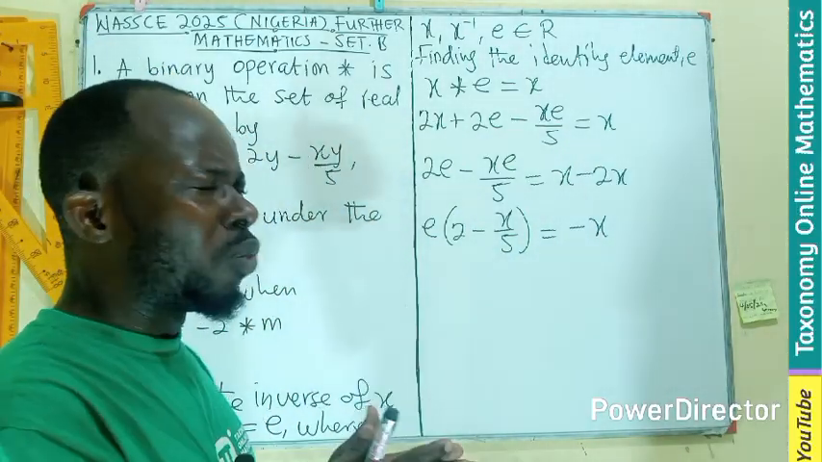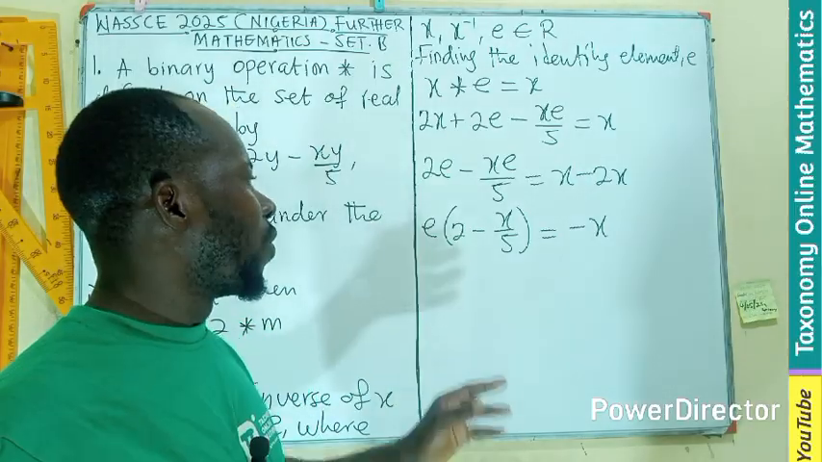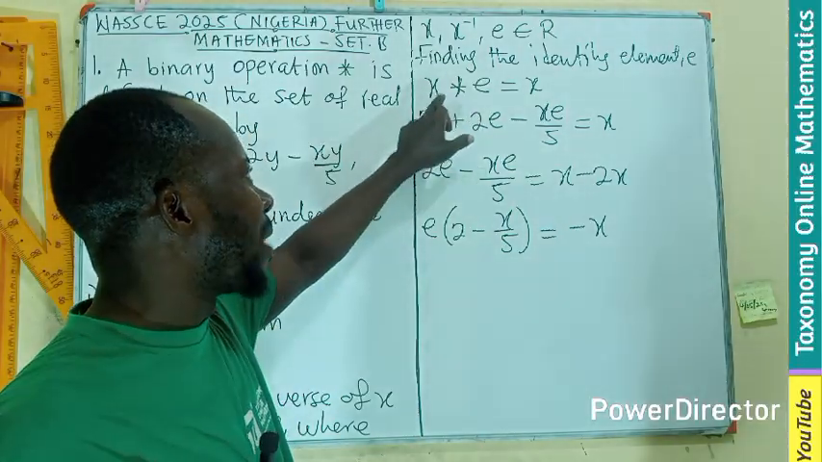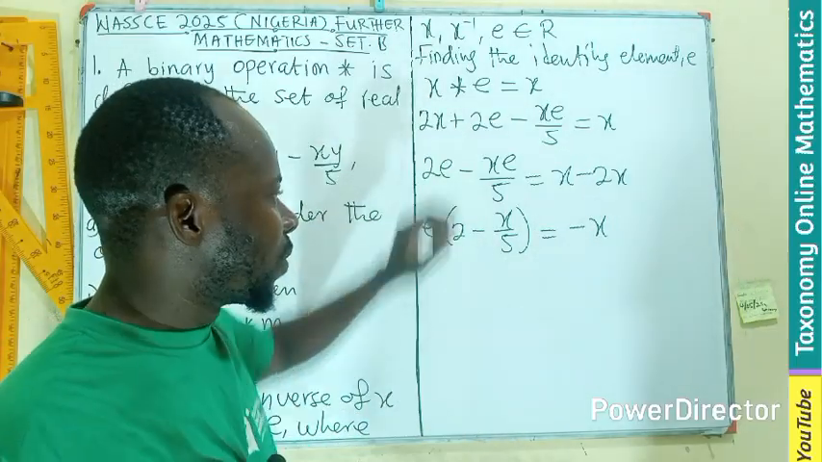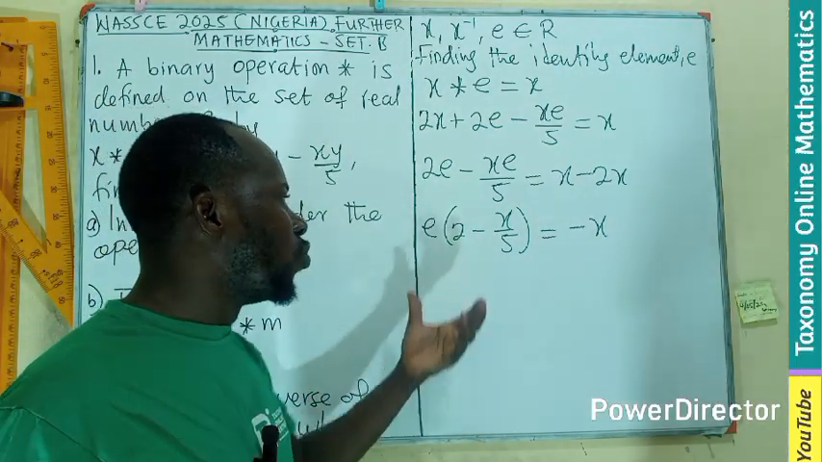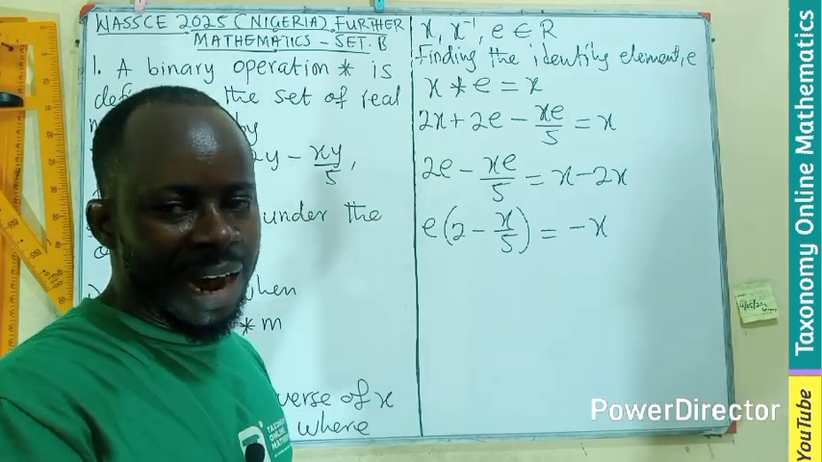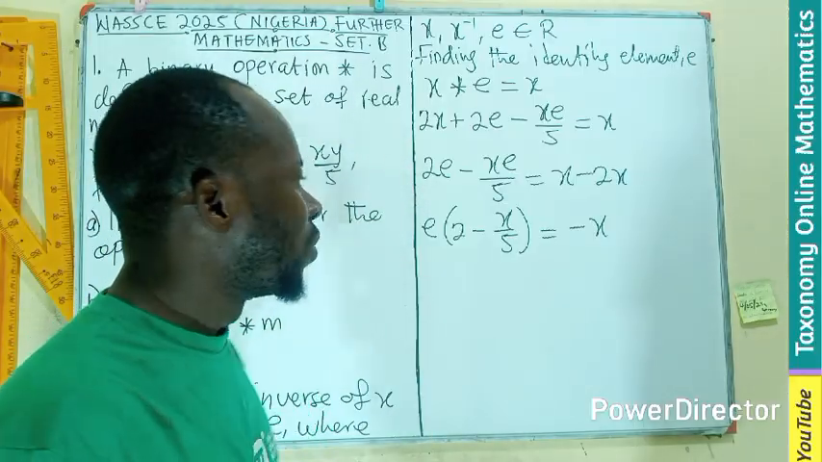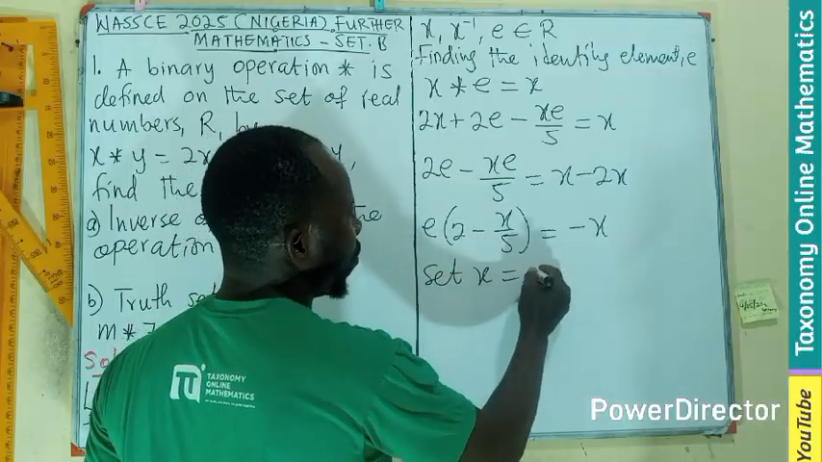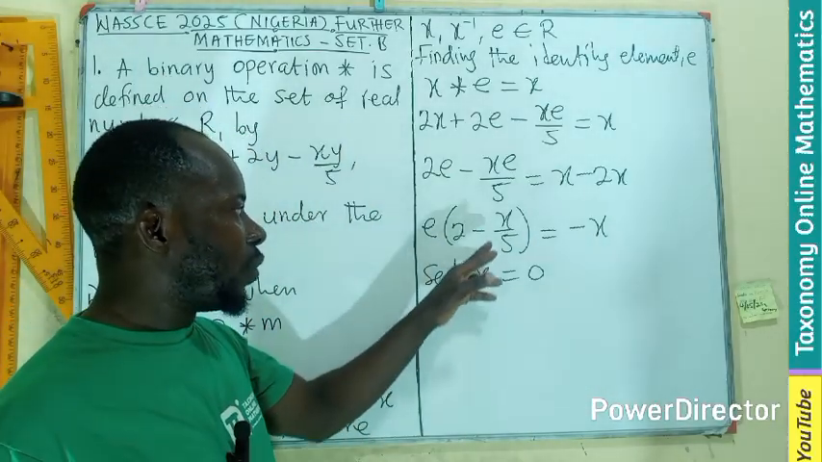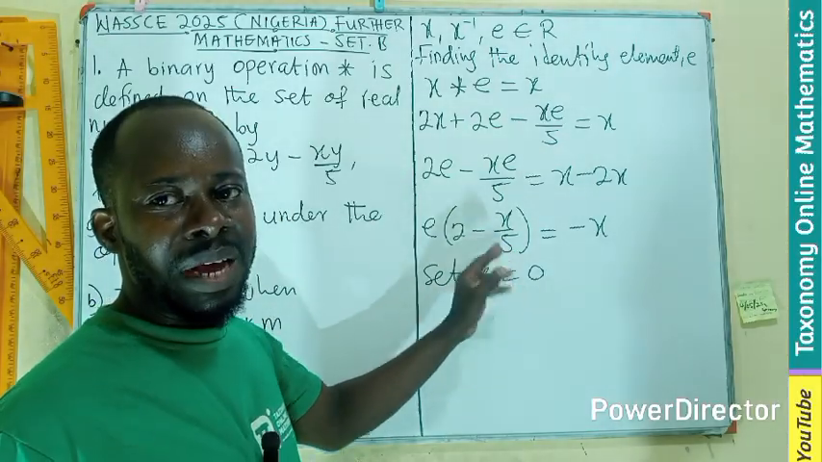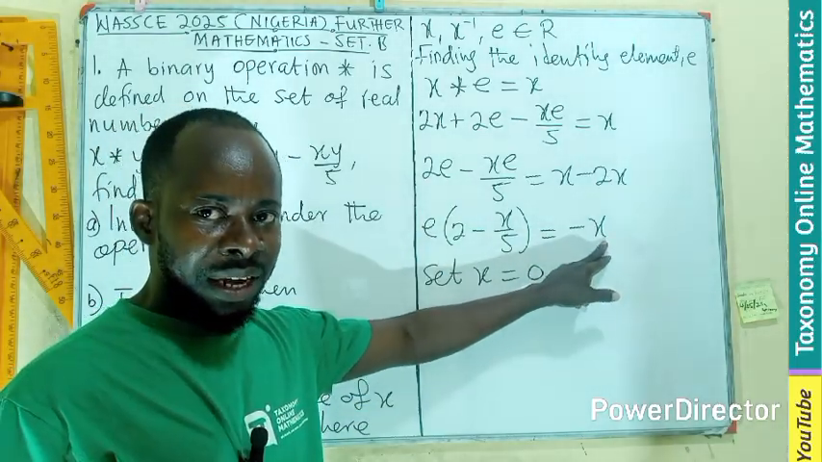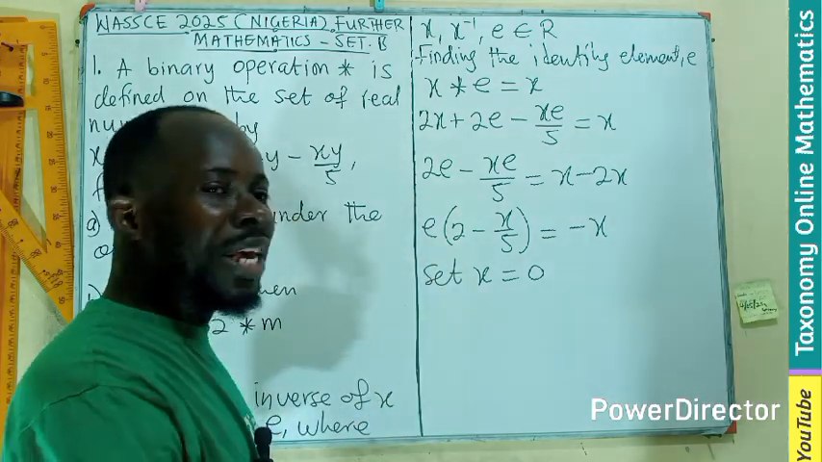At this point, we are looking for a constant term for e. E must be a constant that is satisfied for all values of x, such that when it is operated on by x, it gives back x. So we can assume x is any number and set x to a particular number that will give us e as a constant. Let's set x equals 0. When x is 0, within this bracket you have 0 divided by 5, which is 0. So I have 2 times e equals 0. You divide by 2, and e will also be 0.